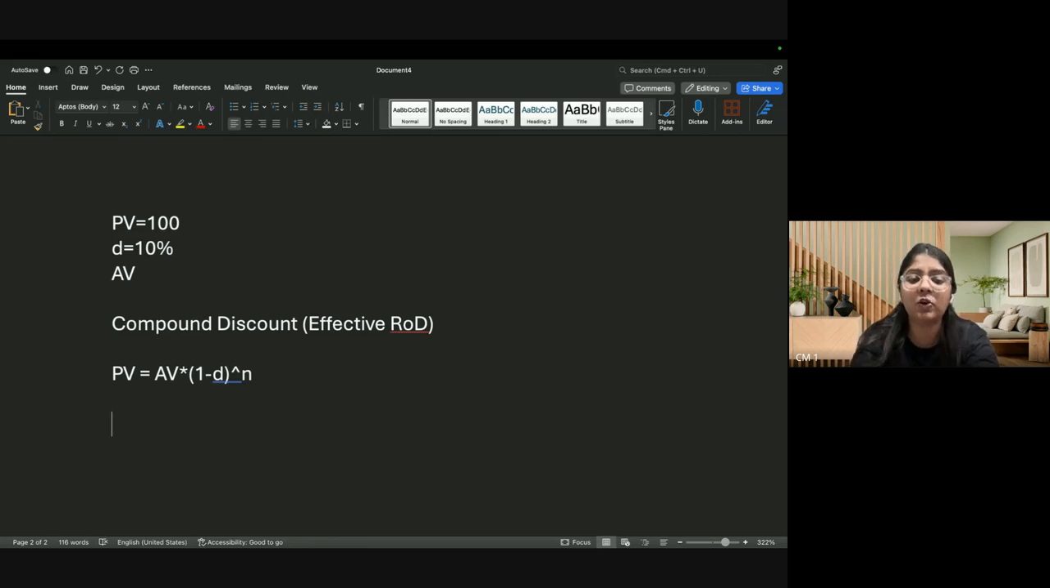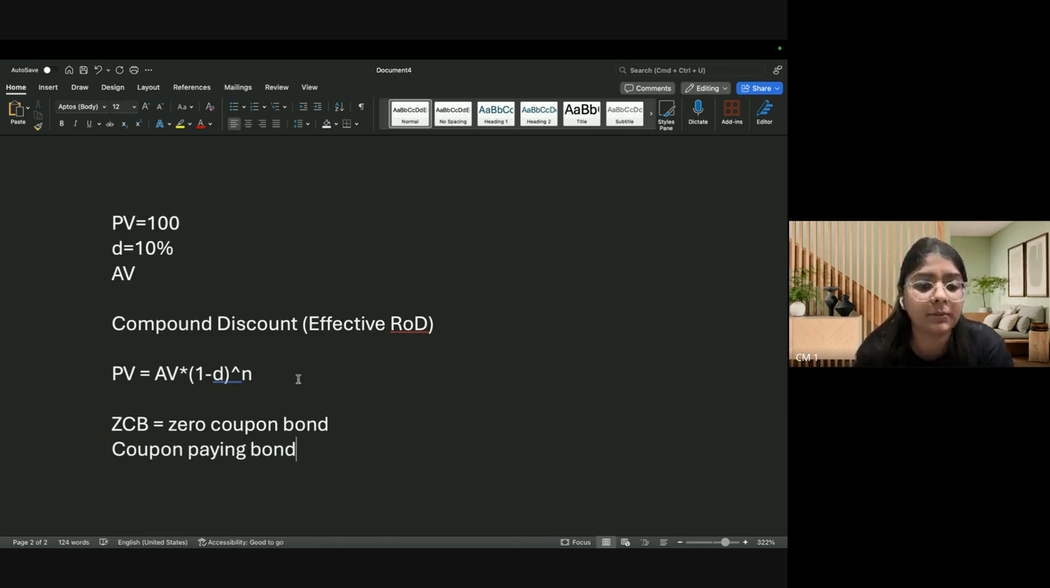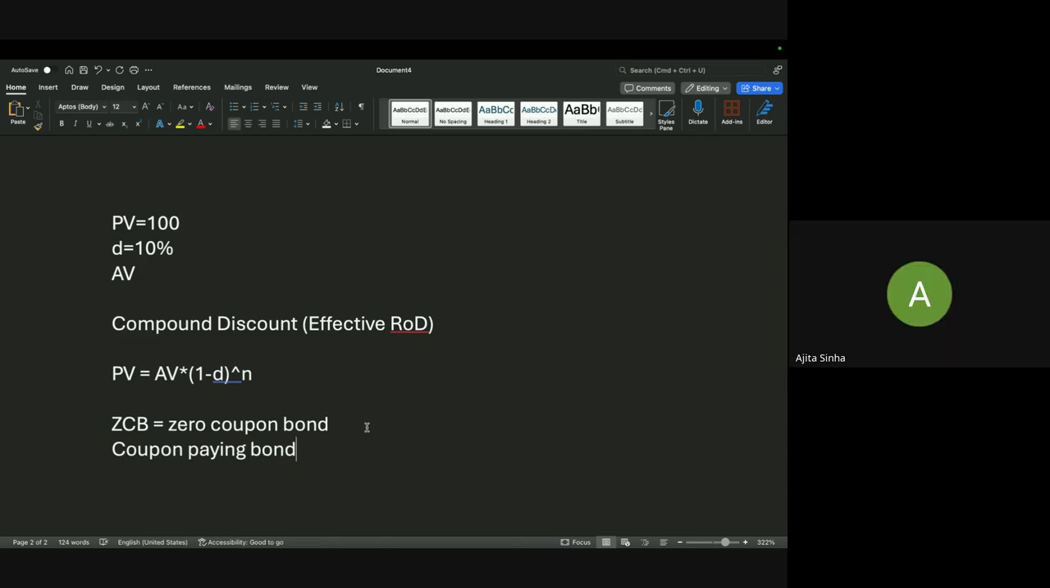Now there are different types of bonds that we are going to study. Have you heard about ZCB, which is a zero coupon bond? Anybody knows what this is? And then we have a coupon paying bond. What is a ZCB? Zero coupon bond is basically when the lender gives to the borrower. So for the lender, it is a negative cash flow, but in the future, it will be positive for him, and opposite for the borrower.